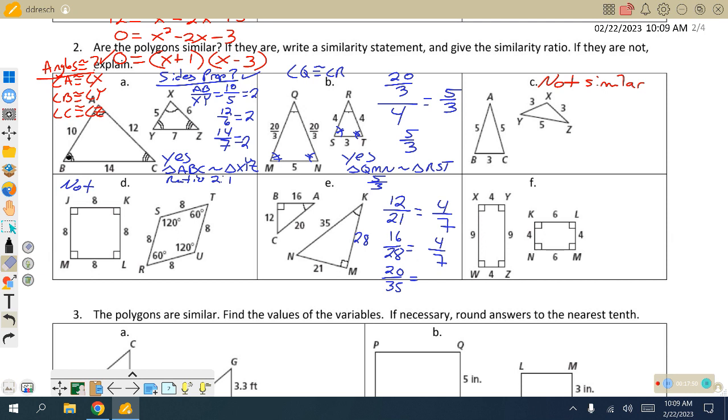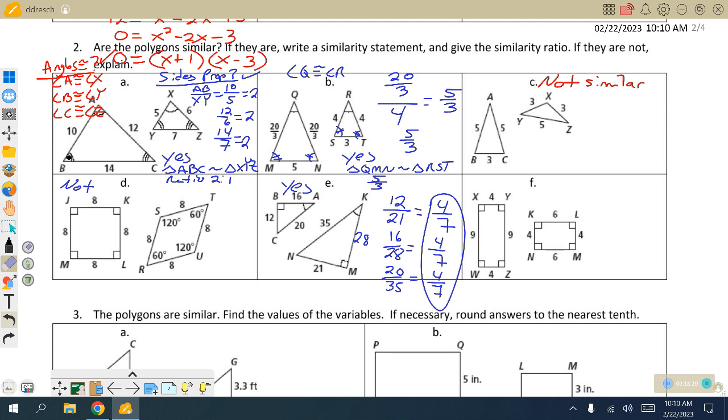Reduce by 4 again, right? So what's that? No, not 4. Reduce it by 5. And that gives me 4/7. And what do we got? Angles were good. Sides are good. So what do we have? We got another yes. We got some similar triangles going on here. Give me the statement and give me the ratio of 4/7.